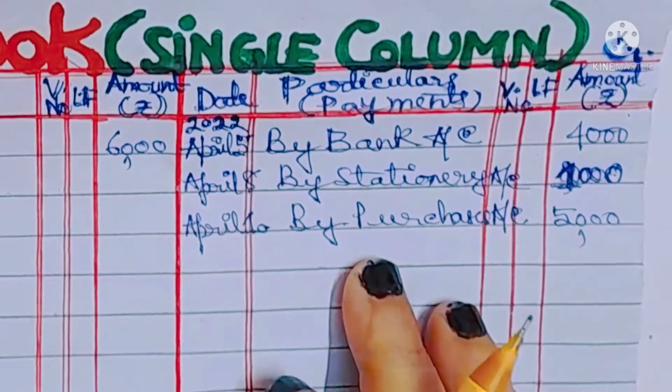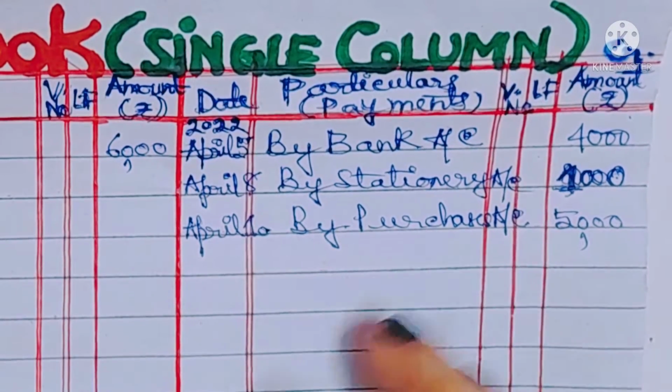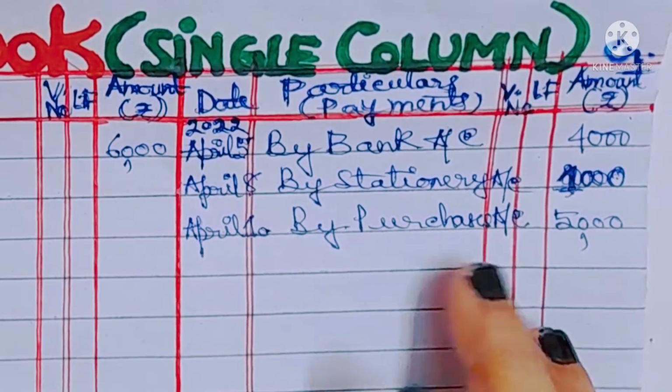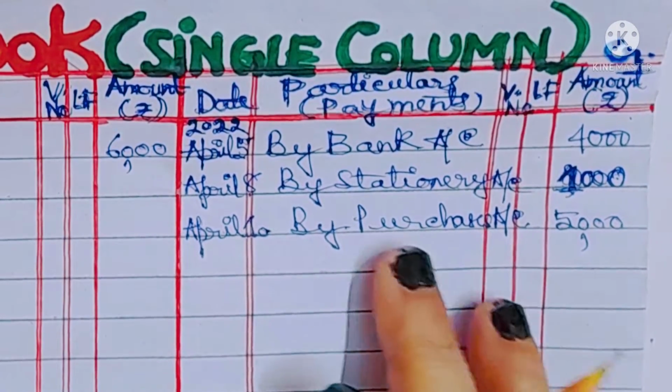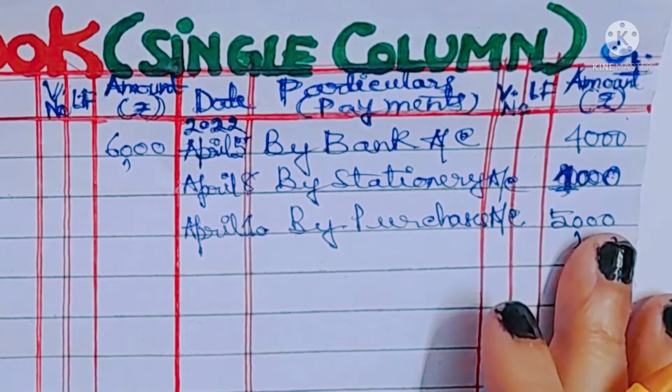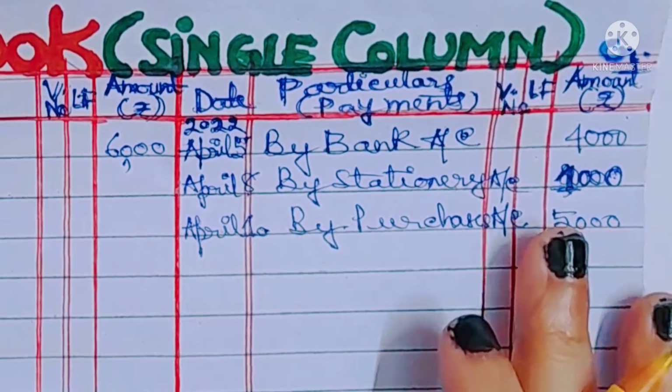Moreover, cash book is a real account. According to real account, what goes out is credit. Here, when goods are purchased, cash goes out from the business. So 5,000 will be credited. Okay, let's see the next transaction.